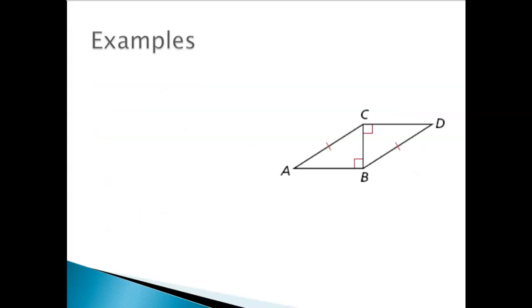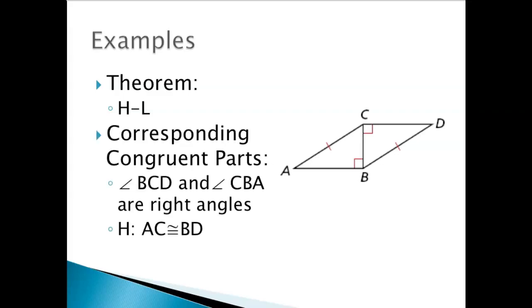Right away, when you see a right angle, you probably want to check to see if hypotenuse leg is the one you want to use. We do see that we have a hypotenuse in one triangle congruent to the hypotenuse in the second triangle. We also see that these two triangles share a side, which happens to be the leg. So we are definitely going to use the hypotenuse leg theorem here. And we want to list off the corresponding congruent parts. Now, because we're working with the hypotenuse leg, they have to be right triangles. So we'll start with that. Angle BCD and angle CBA are right angles, so therefore we have right triangles.